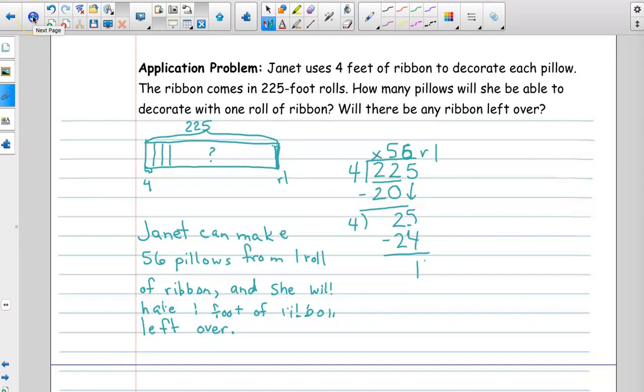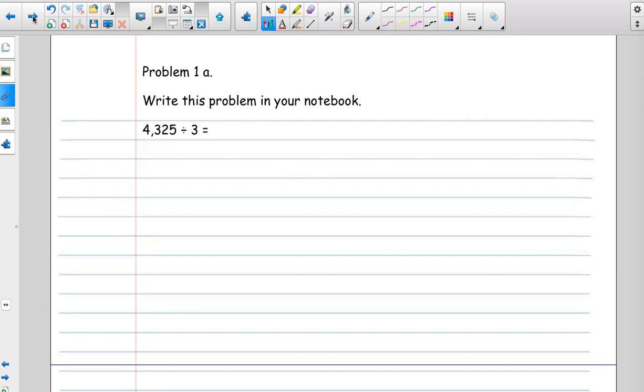All right, write this problem in your notebook. And then underneath, draw it in the house. And we're going to do a division problem. Divide 4,000 by 3. What's the quotient? How many times will 3 go into 4? I hope you said 1,000 times.